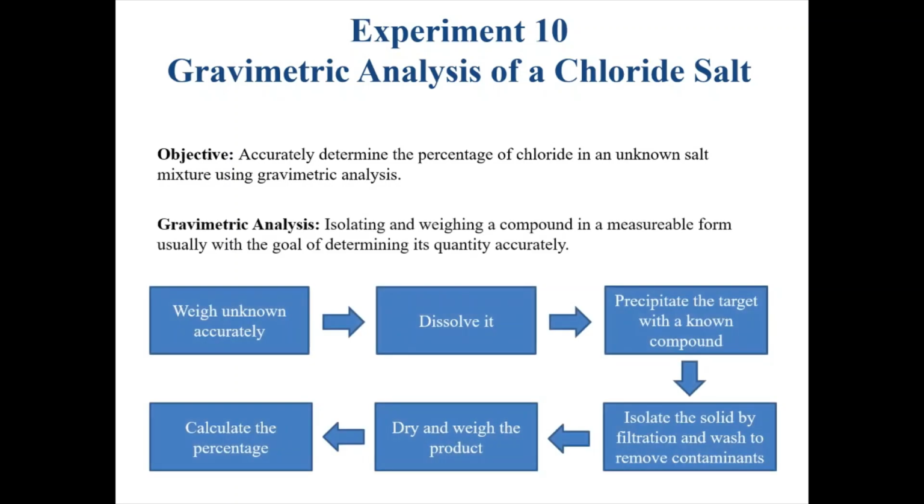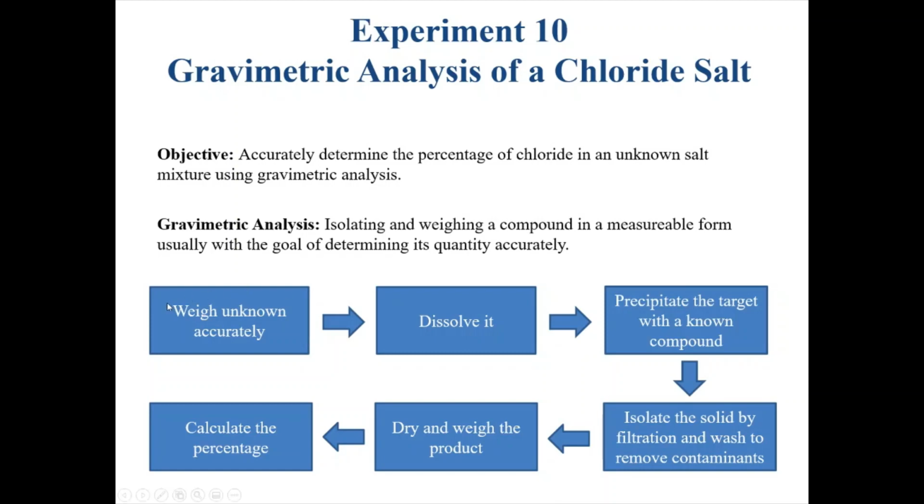To show you a summary of how gravimetric analysis works, basically we isolate a compound and weigh it in a measurable form. Normally this means that we isolate it by precipitating it. We weigh that sample, which we know what it is. In this case, we're going to take chloride out, and what we're going to be weighing is silver chloride. So we know that the chloride is in silver chloride. And then we're going to use the mass of the silver chloride to work back and determine the amount of chloride that was in the original sample.